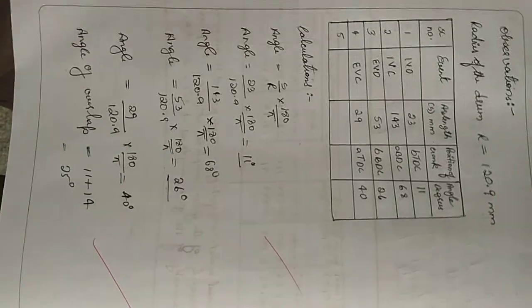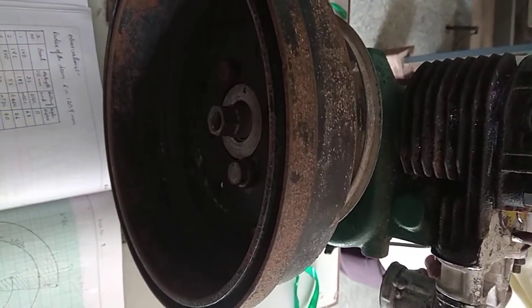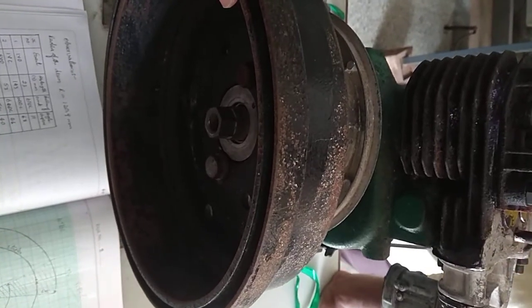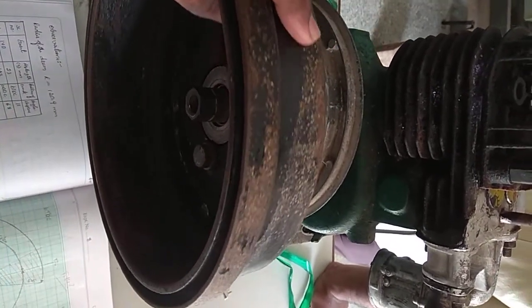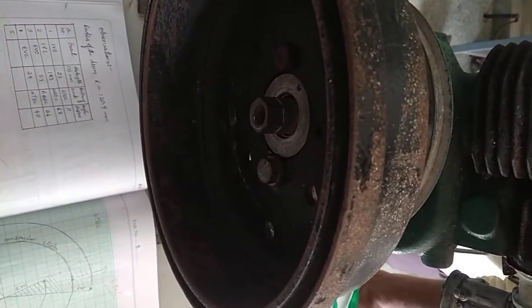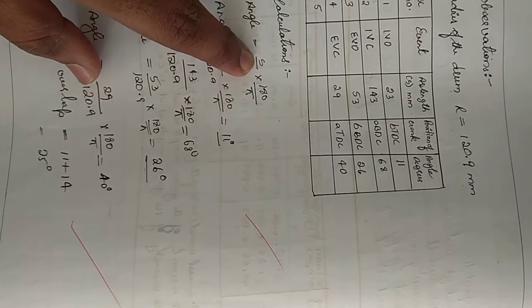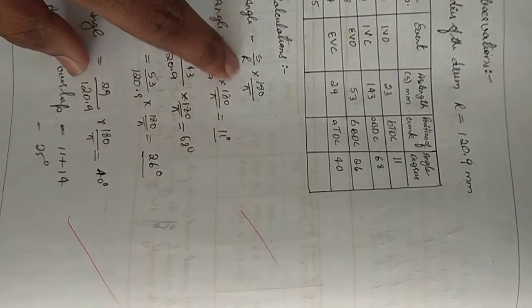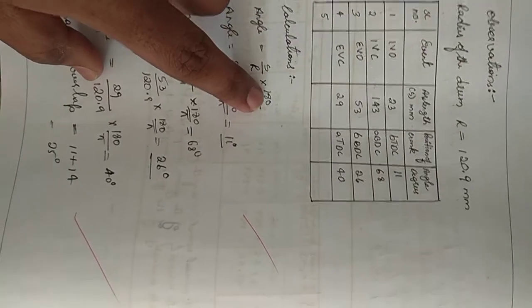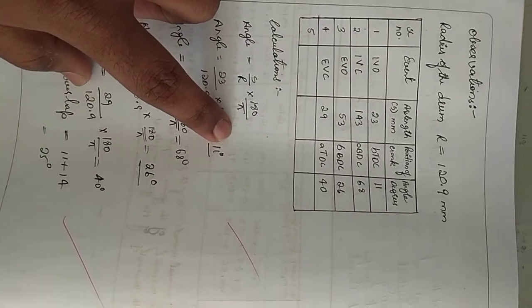values. In this experiment we don't have the readings or angles on the circumference of this wheel. Instead, we are going to measure the length or circumference of the wheel, and also mark TDC and BDC, using this formula: angle equals S over R, where S is the arc length covered by the wheel and R is the radius, multiplied by 180 by pi. You will get the angle through which this wheel has moved.